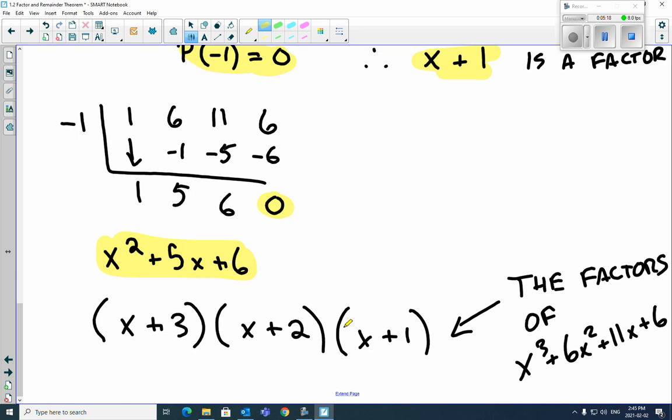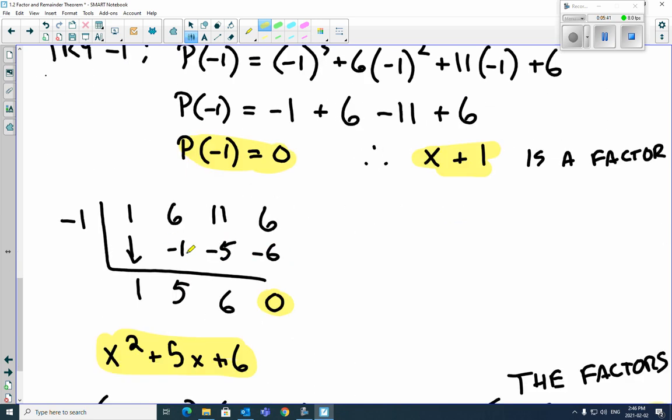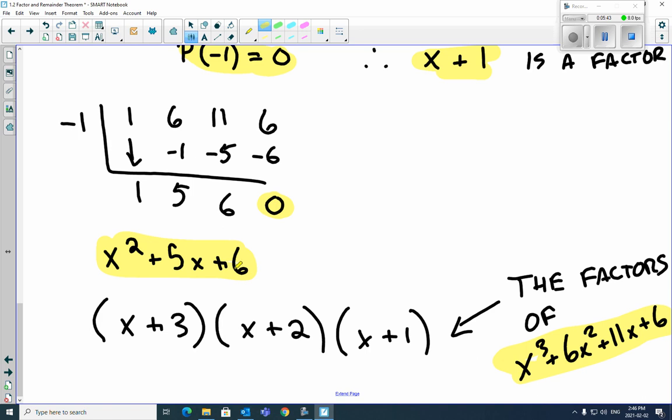And that makes sense because when we multiply all this together, we're going to get our x cubed, right? The x times the x times the x. So those 3 binomials right there are factors of that whole polynomial. Now, this is an x cubed one. We're going to do x to the fourths and x to the fifths, but the process is still the same. Use the binomial remainder theorem, plug in numbers, find ones that equal 0, then do synthetic division, find your trinomial, and then you can factor into 2 binomials.